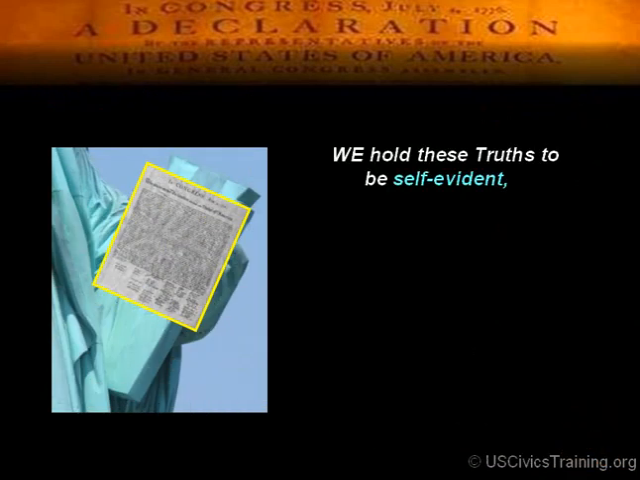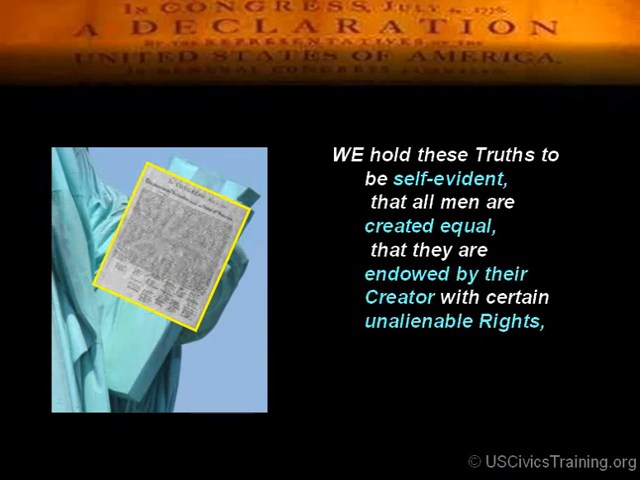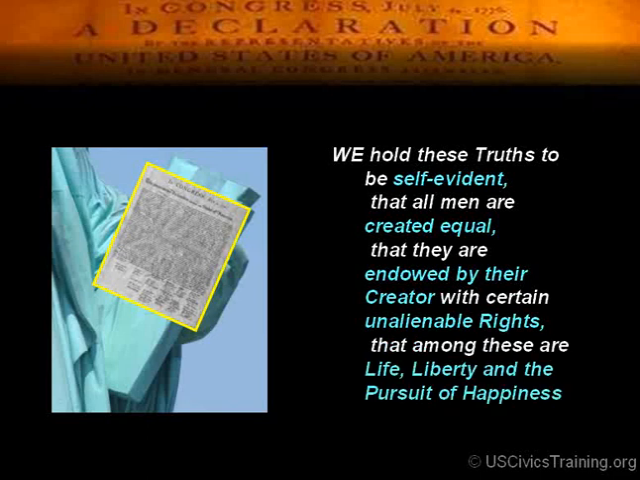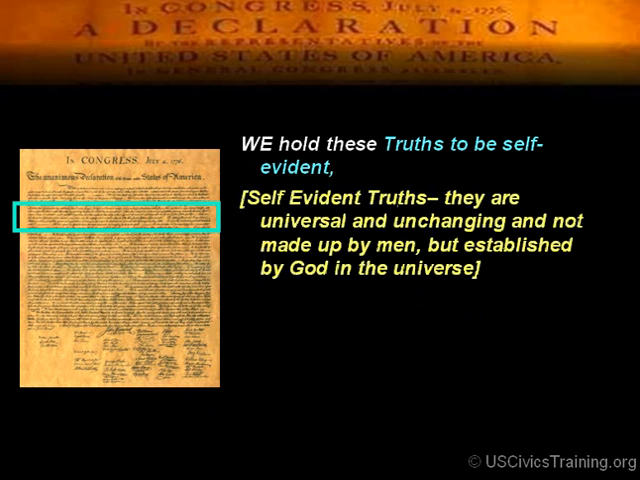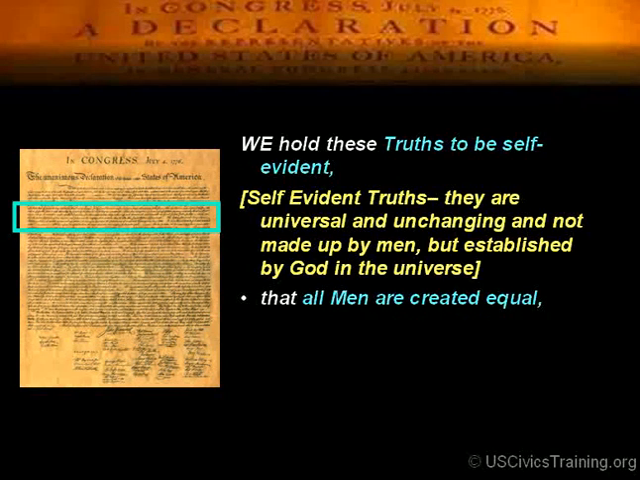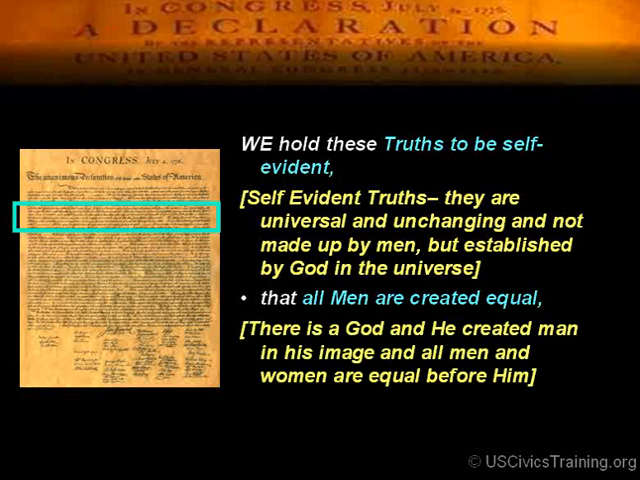Well, the Declaration continues, and there's a second section. "We hold these truths to be self-evident, that all men are created equal, that they are endowed by their Creator with certain unalienable rights, that among these are life, liberty, and the pursuit of happiness." Let's explore this sentence in greater detail. "We hold these truths to be self-evident." That is, they are universal and unchanging, and not made up by men, but established by God in the universe. "That all men are created equal": that there's a God and He created man in His image, and all men and women are equal before Him.